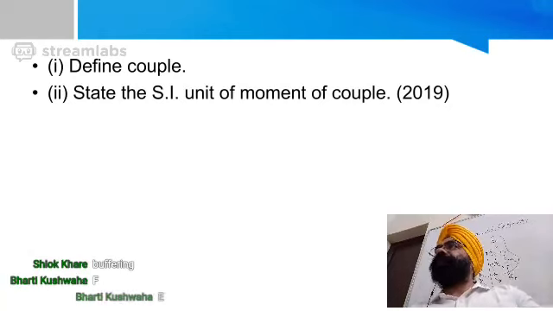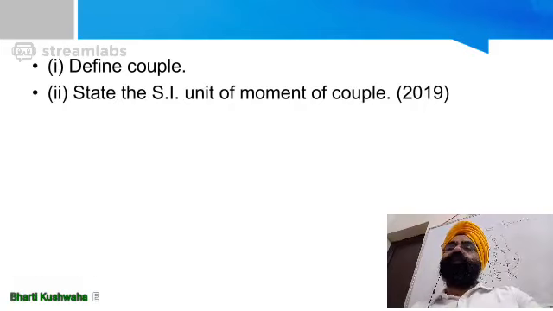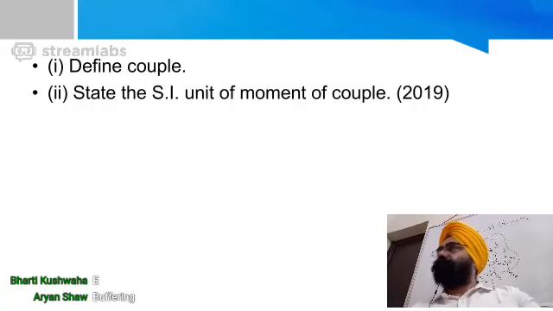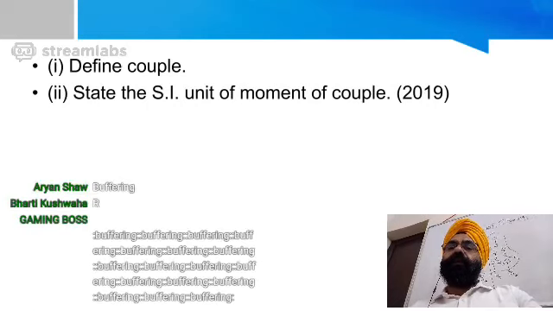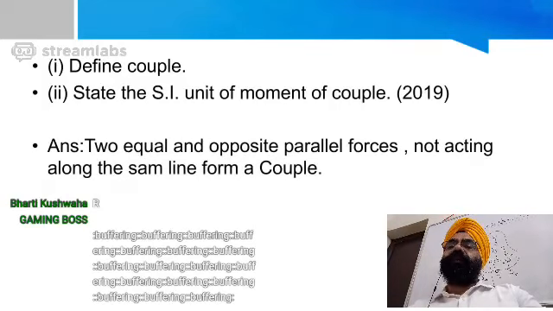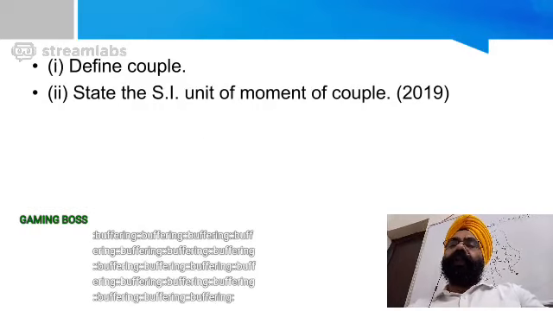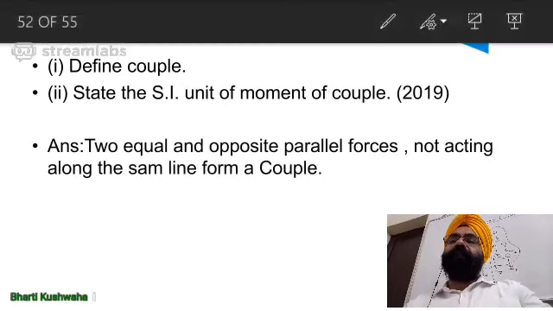So let me see if somebody can come up. Define couple. How many forces do we need to make a couple? 2, right? The 2 forces. What else do we need? They should be parallel, 2 equal, opposite, parallel forces. But they are not acting along the same line. Got it? They are not acting along the same line. Let me pick up my pen.